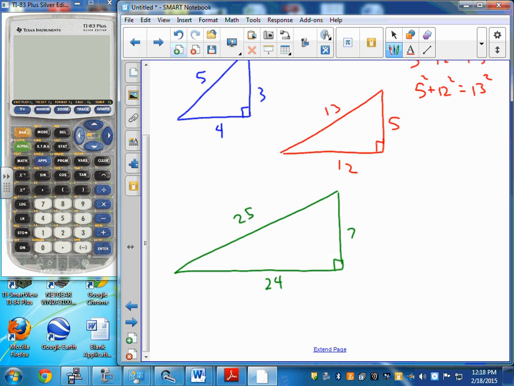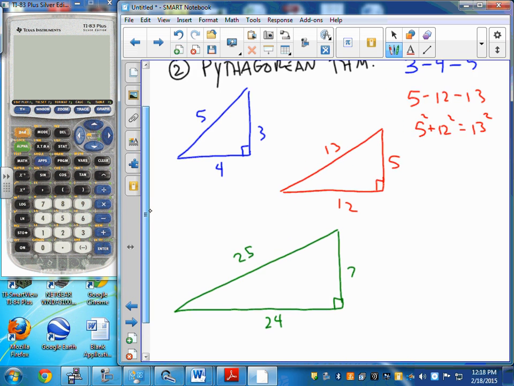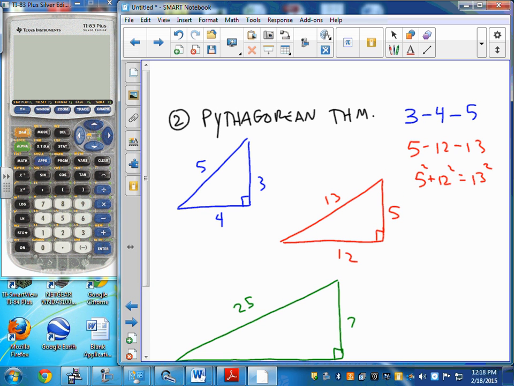So just be on the lookout for those, there's a whole list of them in your book. I think if you know these 3, you'll be in good stead. I don't think you'll see much beyond this. The next few, if you just wanted to note them, would be 8, 15, 17, and 9, 40, 41. But in general, when you run into a right triangle, expect to get sides that are not integers.